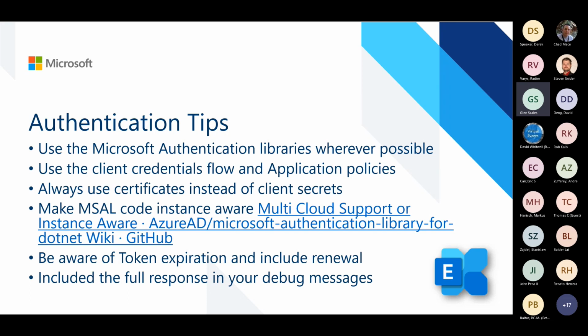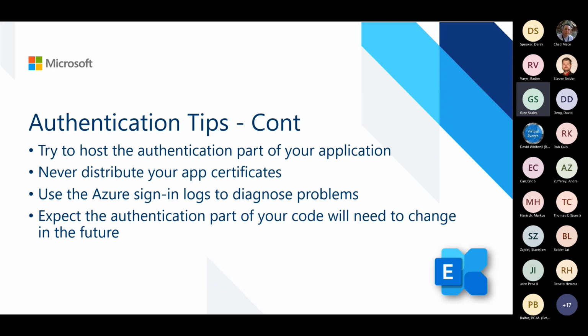Include the full response in the debug messages. You can have a lot of issues with authentication, especially when you go down the ROPC route, especially things like conditional access policies. So having the full debug message, or the full response you get from any authentication issues, can help you troubleshoot. Another point on that is using the Azure sign-in logs to diagnose problems. That's really going to help you, especially when, as you said, you've got things like conditional access policies being applied, because they can tell you what's actually going on and why you're getting the errors that you're getting.